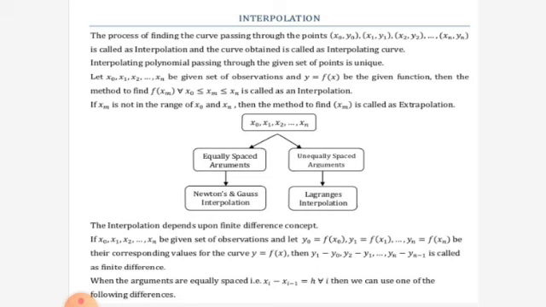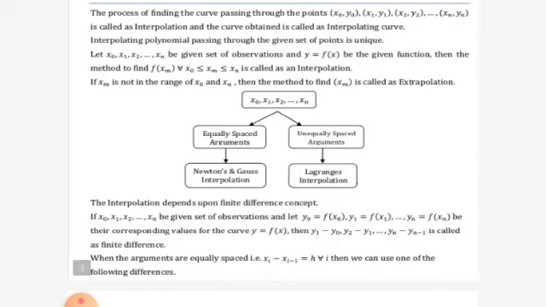So for x0, x1, x2 up to xn, there are two types of differences we can see in these points. First is equally spaced arguments and second is unequally spaced arguments. If the difference between the values of x is equal, then we will go through Newton's and Gauss interpolation. If the difference between the values of x is unequally spaced, then we will go through Lagrange's and Newton's divided difference interpolation. So the interpolation depends upon the finite difference concept.